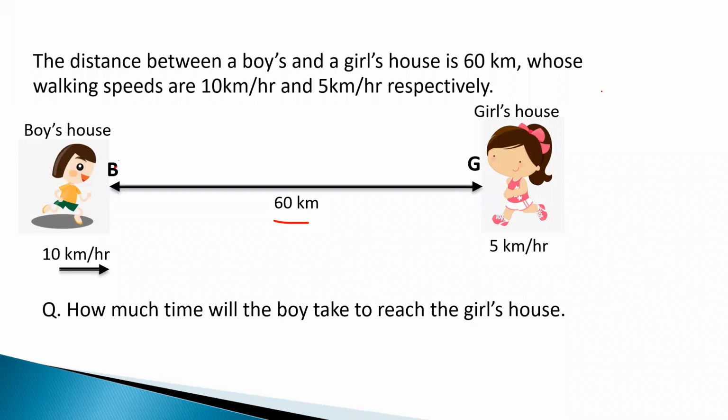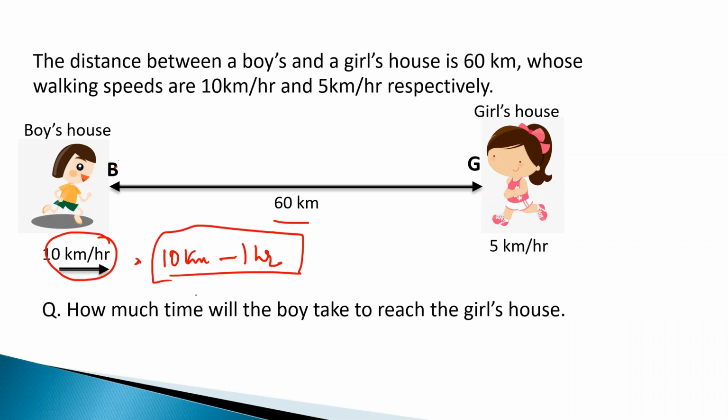We are all aware of the proven technique called chain rule. No doubt, we will bring the chain rule over here to solve the question. It says that a boy walks at a speed of 10 kilometers per hour. That means he covers 10 kilometers in 1 hour. Now, what is the question? The boy needs to reach the girl's house, so 60 kilometers of distance has to be covered in what time by the boy.